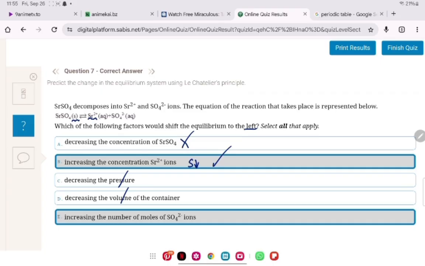Increasing the number of moles of SO4. If they increase the number of SO4, the system would try to decrease the amount of SO4 by moving to the left. So this is correct as well, because you're moving to the left.